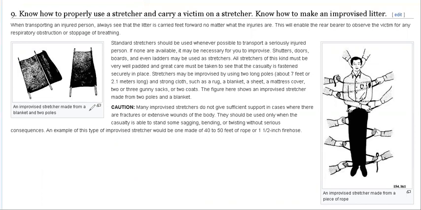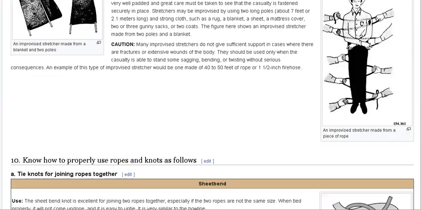Improvised stretcher made from rope. This seems interesting. So they have a long piece of rope, and you can do a kind of wave, a sinusoidal kind of wave. My tongue is nowhere today. Okay, so you do this, and then you put the post. That's very creative, guys.